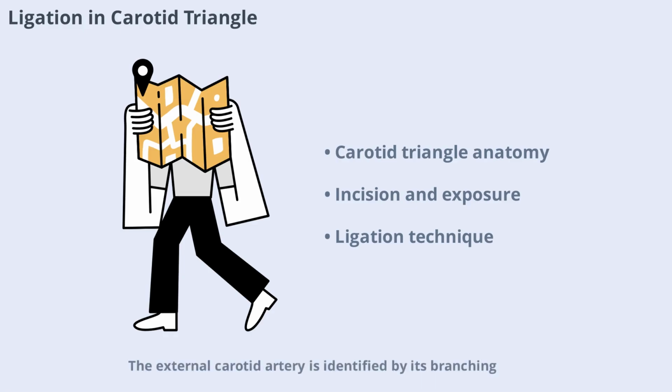The external carotid artery is identified by its branching, and umbilical tape is passed and fixed superior to the superior thyroid artery. Ligatures and transfixion sutures are applied as needed to control bleeding.